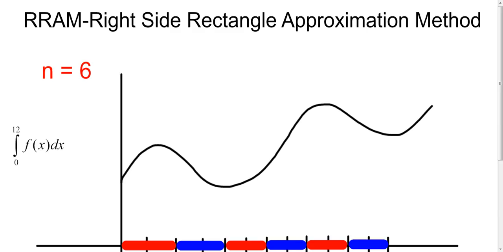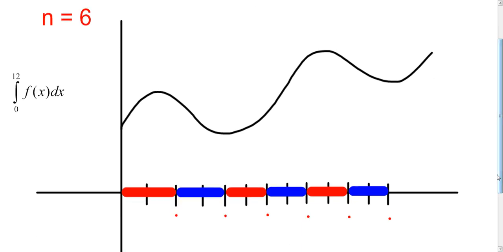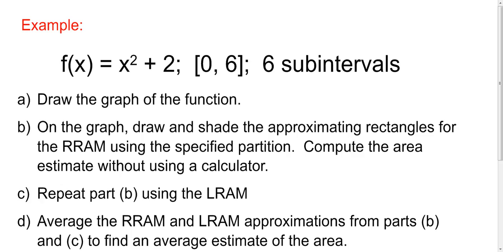And then there's the right side, where you take the right edge of each interval. So here I would take the right edge, go up till I hit the curve, make a rectangle. Right edge till I hit the curve, go up, make a rectangle. And you can figure out the base and the height of that as you go.